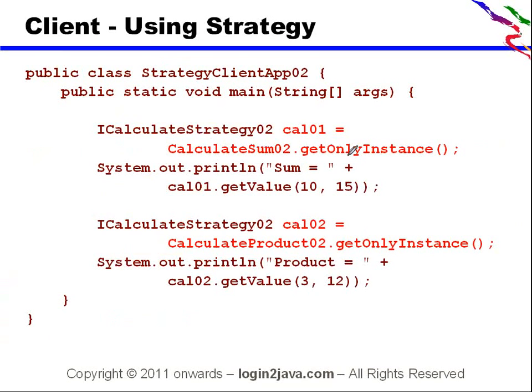In the code, the changes will be: instead of new, you can use calculate sum 0 to get only instance, calculate product 0 to get only instance.